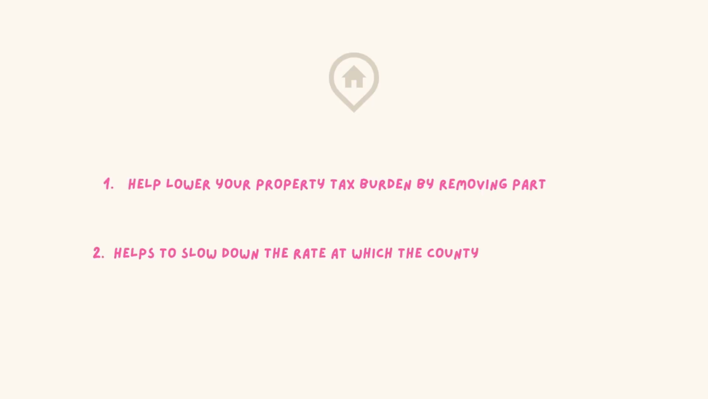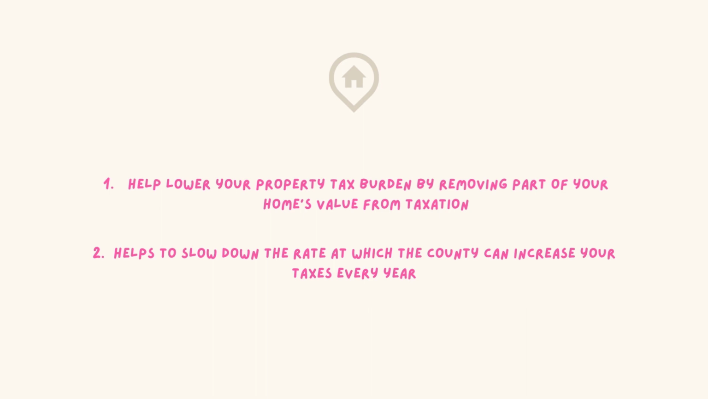So we talked about all the numbers and how your property taxes are calculated, but let's talk about the biggest question. How can you lower these property taxes? And the short answer is exemptions. The state of Texas offers a multitude of different exemptions, and they essentially do two things. One, they help lower your property tax burden by removing part of your home's value from taxation. And two, they help to slow down the rate at which the county can increase your taxes year over year.